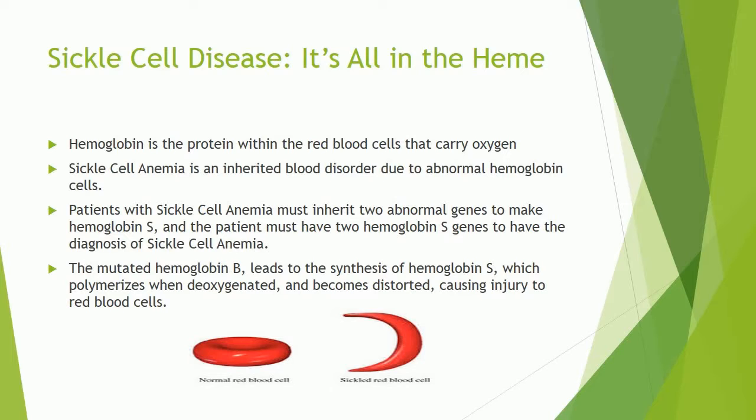Hemoglobin is the protein within the red blood cells that carries oxygen. Sickle cell anemia is an inherited blood disorder due to abnormal hemoglobin. Patients with sickle cell anemia must inherit 2 abnormal genes to make hemoglobin S, and the patient must have 2 hemoglobin S genes to have the diagnosis of sickle cell anemia. The mutated hemoglobin B leads to the synthesis of hemoglobin S, which polymerizes when deoxygenated and becomes distorted, causing injury to red blood cells.